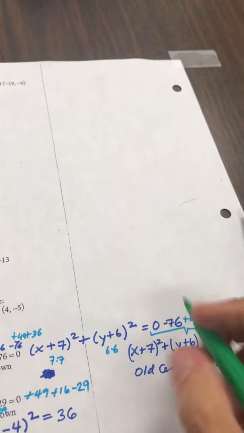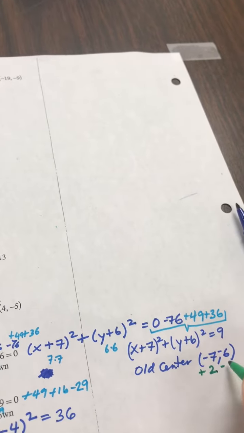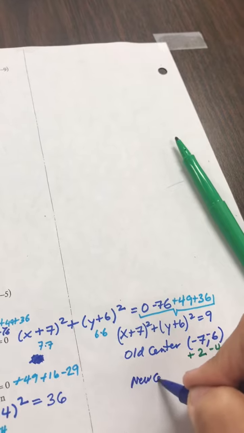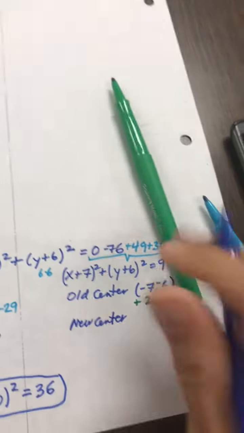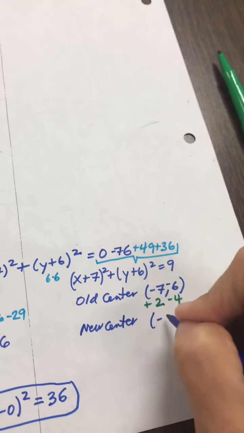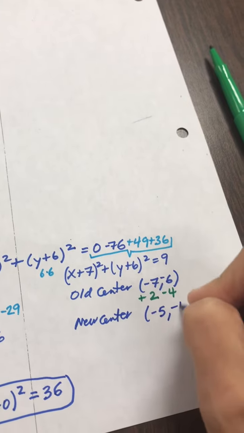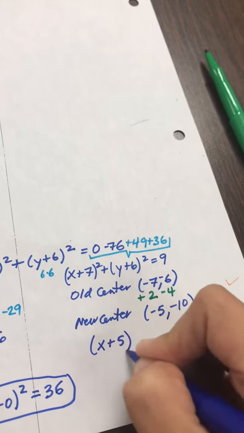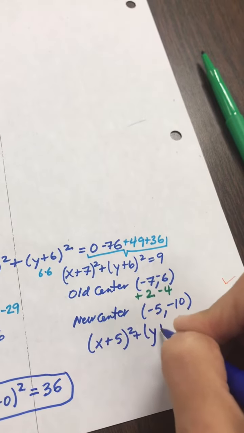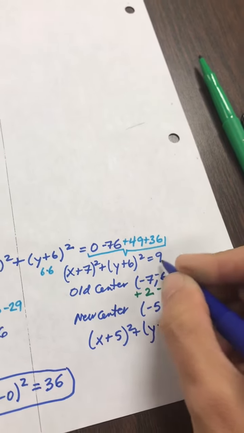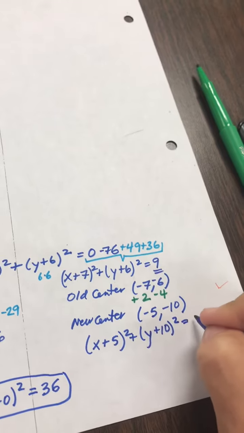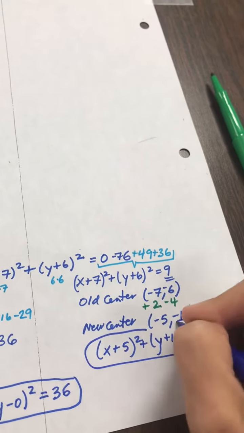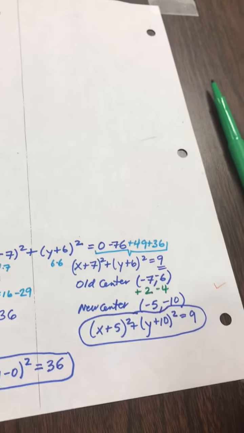But now they've asked us to shift it. So we're translating it 2 to the right and 4 down. So our new center would be negative 5, negative 10, and I can write that equation. x plus 5, y plus 10, and my radius is still 3, so my radius squared is still 9. Cool.